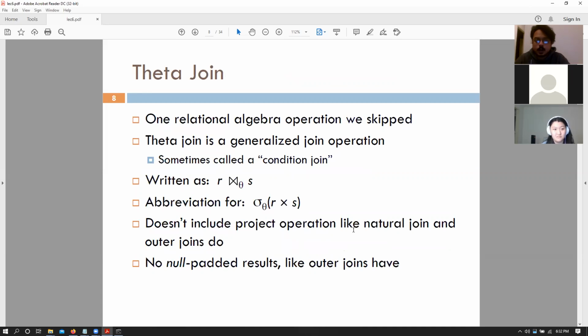One thing that we did not talk about when we talked about joins in relational algebra is something called a theta join.